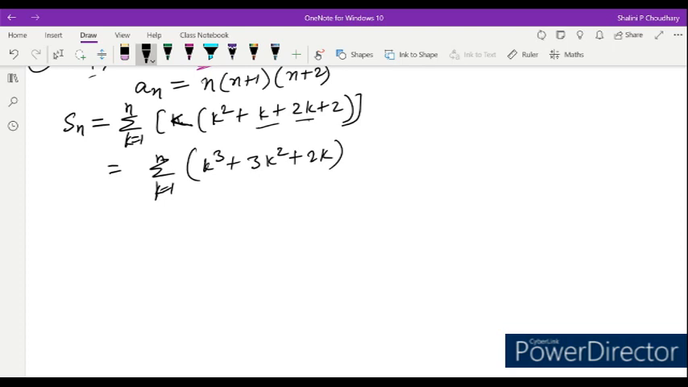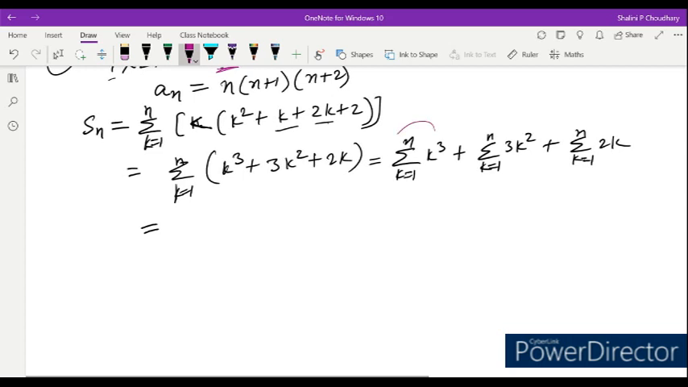Okay, now what we'll do: summation of k equal to 1 to n k cube plus summation of k equal to 1 to n 3k squared plus summation of k equal to 1 to n 2k. Okay, now we'll write down the value. What is the value of this one? For k cube, what value will we be getting? We are getting n square into n plus 1 square upon 4.